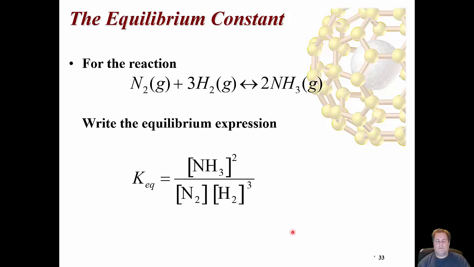Hopefully you got that. They're really not too difficult once you've got the understanding. You remember products on the numerator, reactants in the denominator. The one tricky thing again is that we don't include solids or liquids. So if this is an S or L, we just ignore them and write the other things in our equilibrium expression.